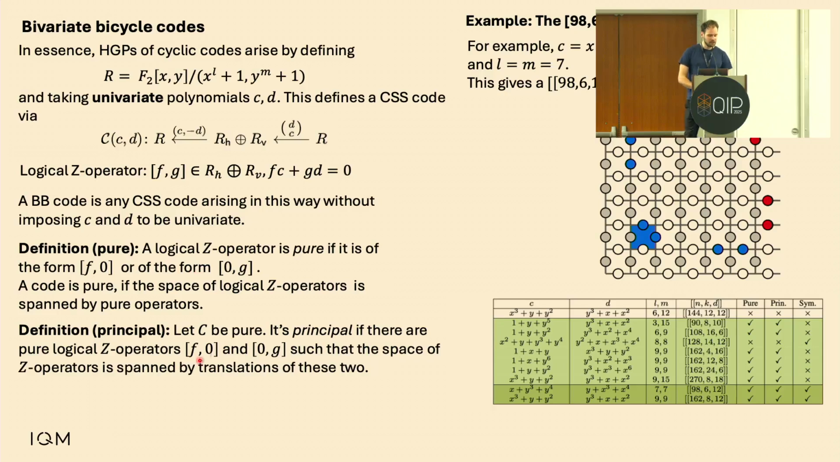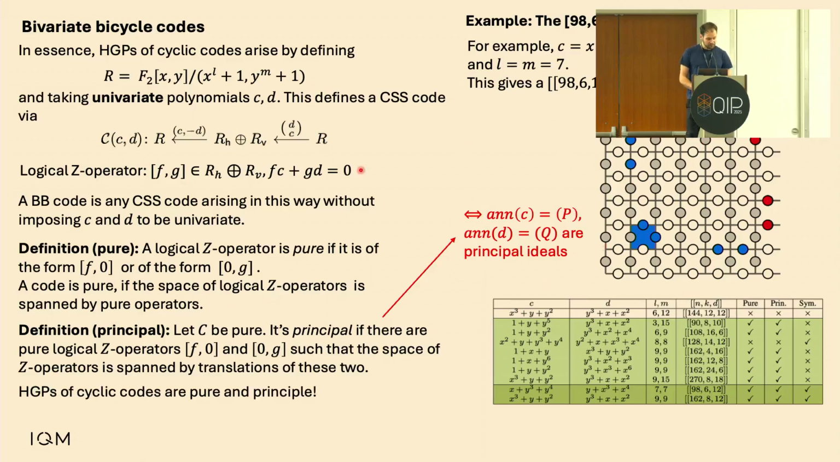So we call a code principal if the same phenomenon holds here. So we only need 2 representatives, and we can translate them around, and we get all of the logical Z operators. Technically, this would be how we define principality, but that's maybe not so important. So stressing it again, hypergraph products of cyclic codes are pure and principal, and the question is, when are general bivariate bicycle codes pure and principal?